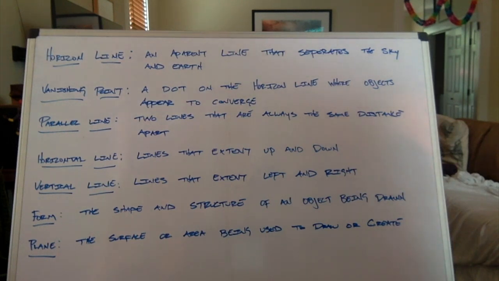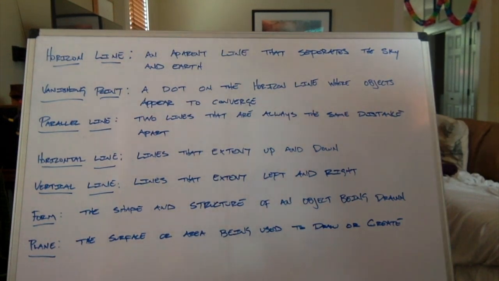The next word is parallel line. Parallel line, or parallel lines, are two lines that are always the same distance apart. So if two lines are traveling next to each other for an infinite amount of time, if they are parallel, they will always stay the same distance apart from each other.